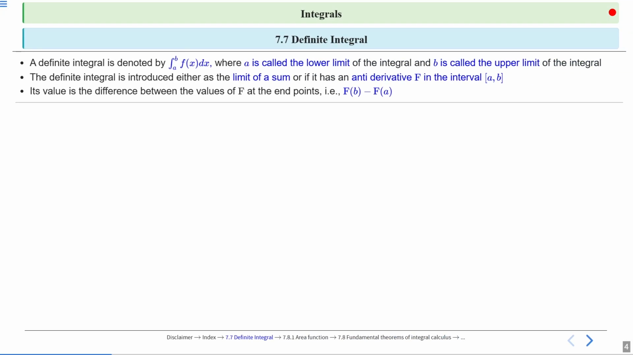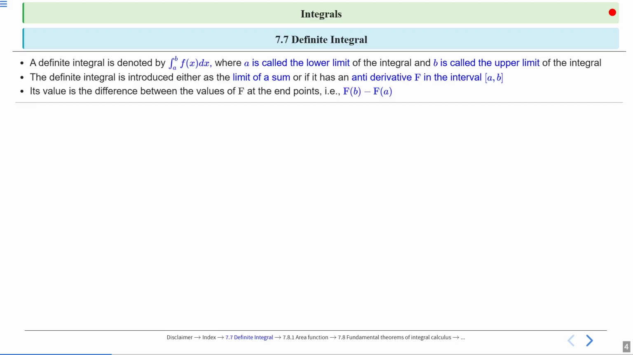So what is definite integral? We already know what is indefinite integral. At first, just read the definition. A definite integral is denoted by integral a to b f(x) dx, where a is called the lower limit of the integral and b is called the upper limit of the integral.